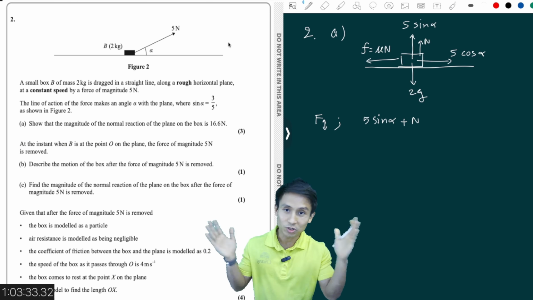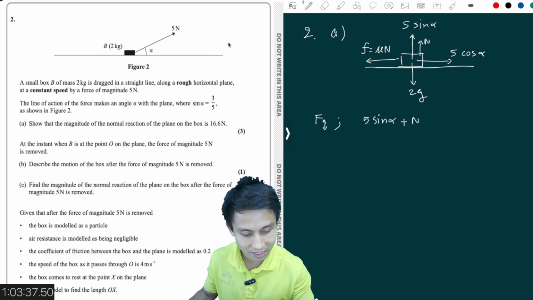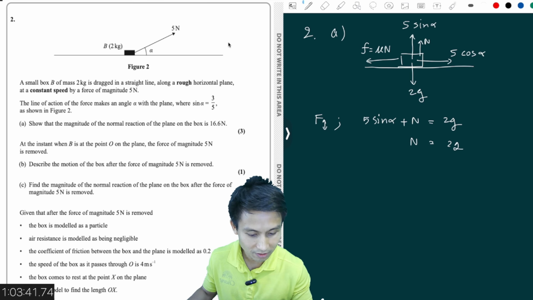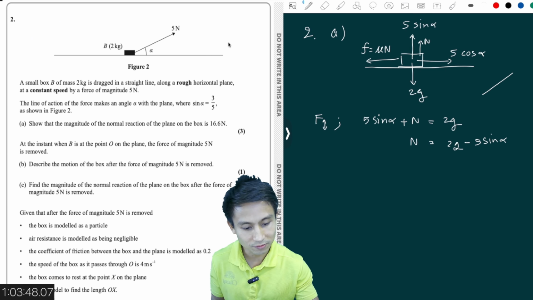Because it doesn't move up or down, that means it should be in equilibrium vertically. 5 sine alpha plus N equals 2g. That means N is 2g minus 5 sine alpha. Okay, well, let's just find this force first.